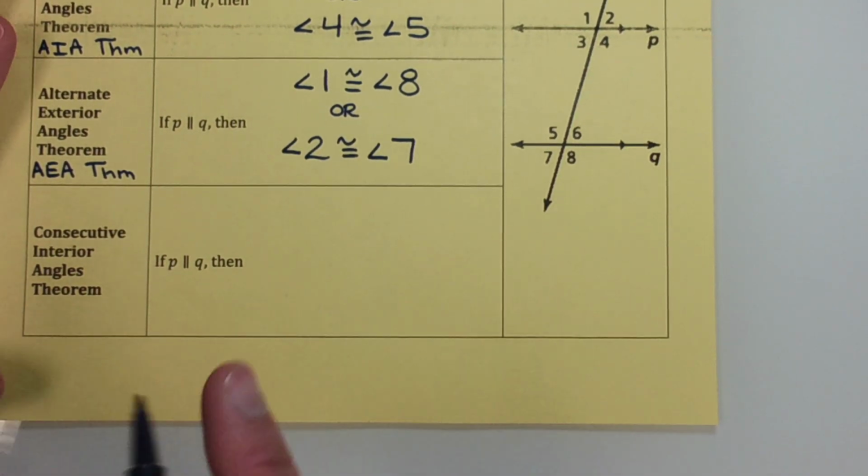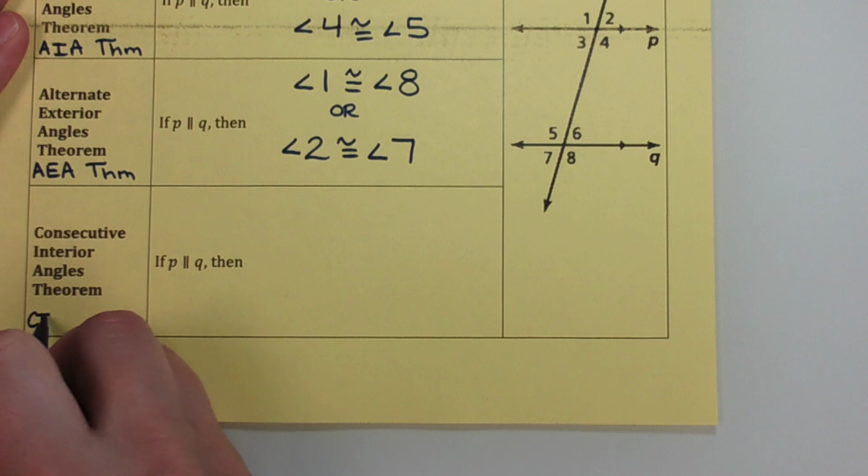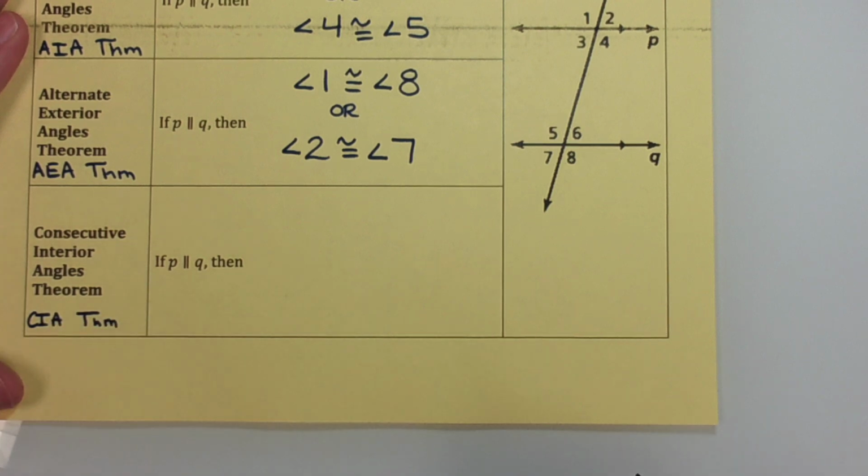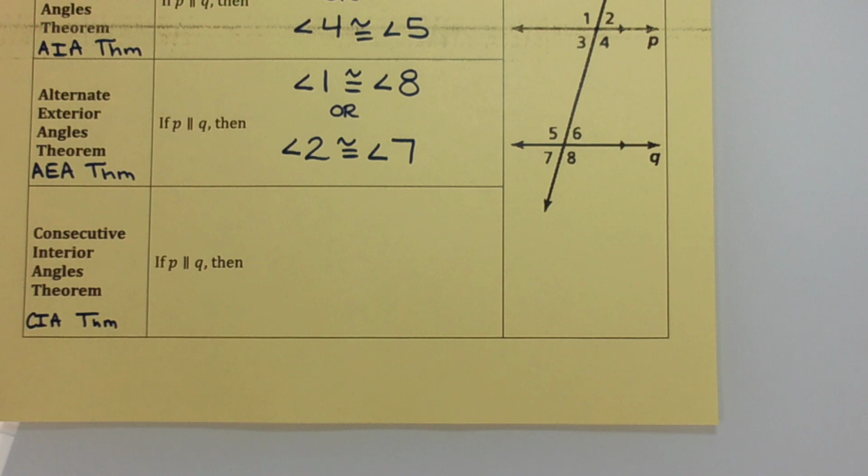Okay, consecutive interior angles is the last one. Consecutive interior angles theorem. Are these ones congruent? No, do not write that they are congruent. Consecutive interior angles. Consecutive means same side of transversal. Interior means inside the two lines cut.